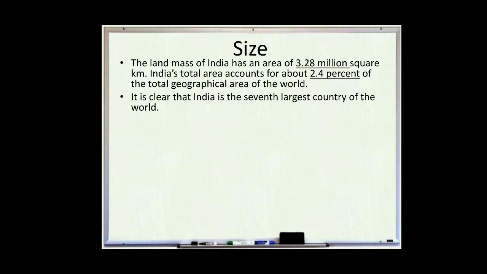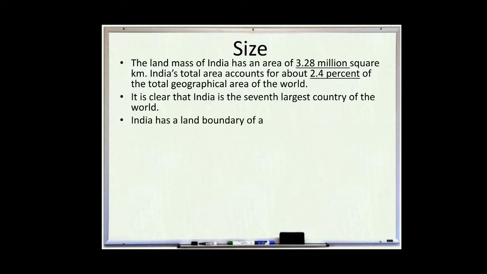Then what are the other six countries? India is in seventh number among the largest countries. So the first country is Russia, second is Canada, third is USA, fourth is China, fifth is Brazil, and sixth is Australia, and seventh number India. The first largest country in the world is Russia, followed by Canada, USA, China, Brazil, Australia, and India.